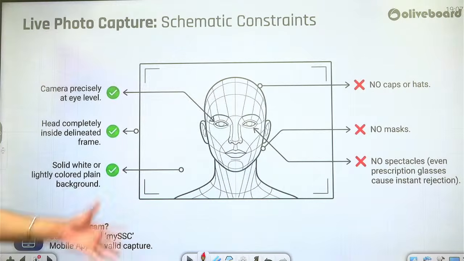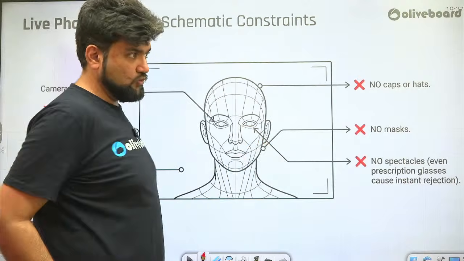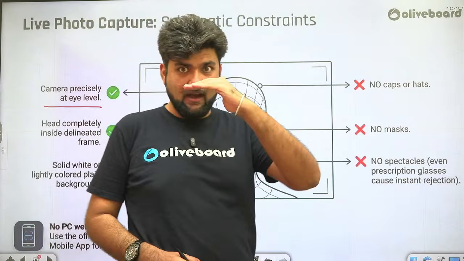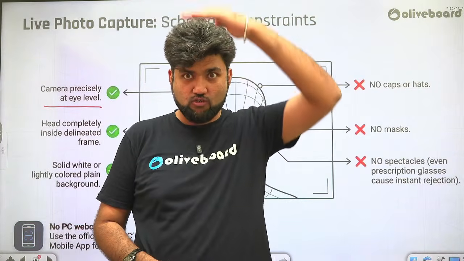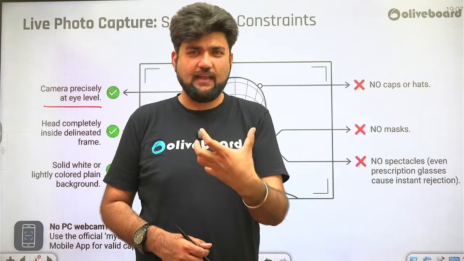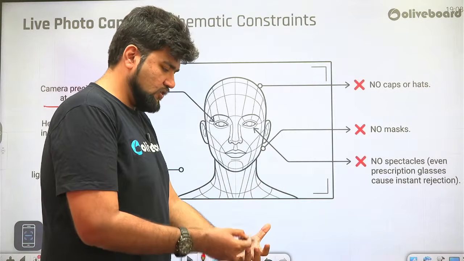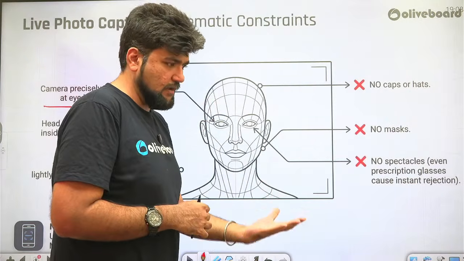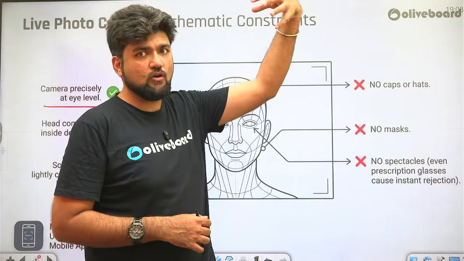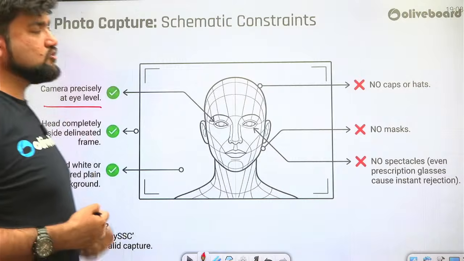Now, if I look at the live photo capture, what are the do's and don'ts here, or what are the acceptances and rejections? For the live photo capture, your camera level has to be precisely at your eye level. It should not be here, it should not be here. Some people take the photo like they're clicking on the phone, sitting like this and holding the phone like this. So your face is visible in the box, but it is coming at a different angle. Or your webcam is on the screen like this and you're sitting like this, so the camera is coming like this. No, it has to be at eye level. Make sure you do that.